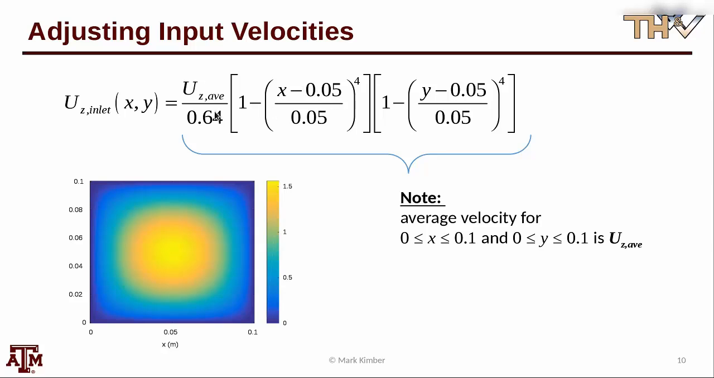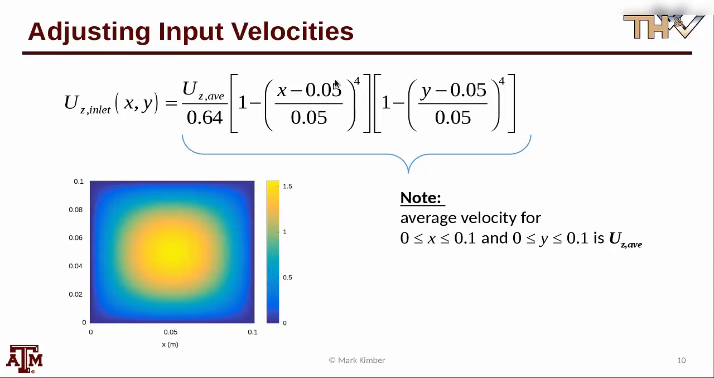We are shifting it by 0.05, so half of the length, width and height in both x and y directions. And this 0.064 in the denominator, this constant out in front, enables us to express this in terms of the average velocity instead of the peak velocity. For us, everything we've done so far is just 1 meter per second, so we'll leave this as 1. If you integrate this function from 0 to 0.1 in the x and y, then you'll find that the average here is going to be this UZ average.